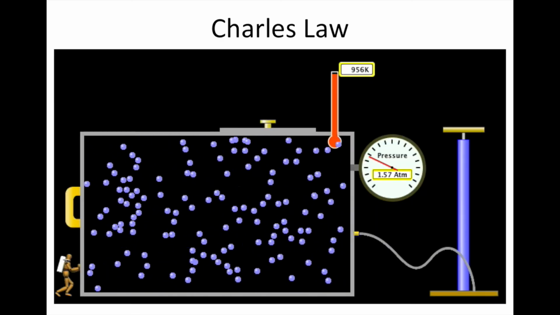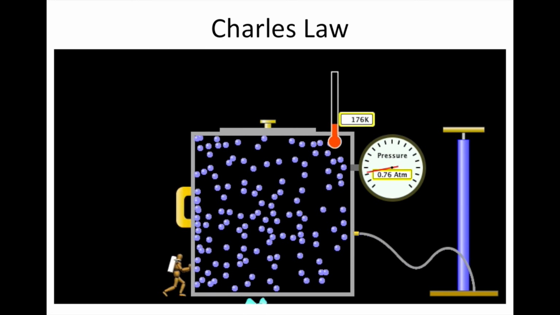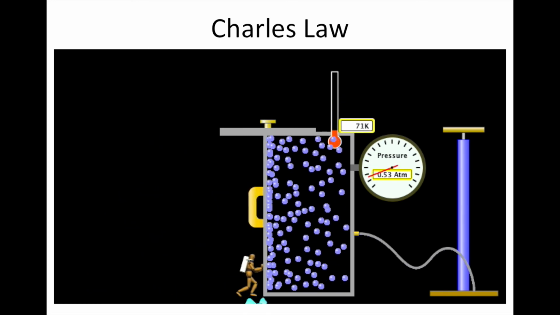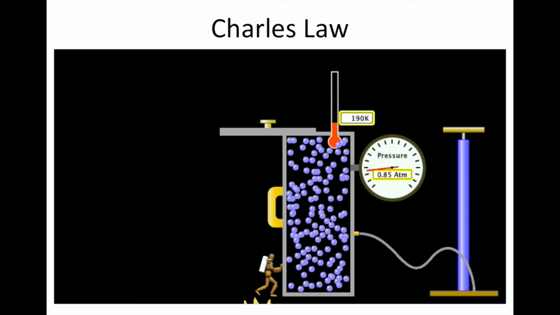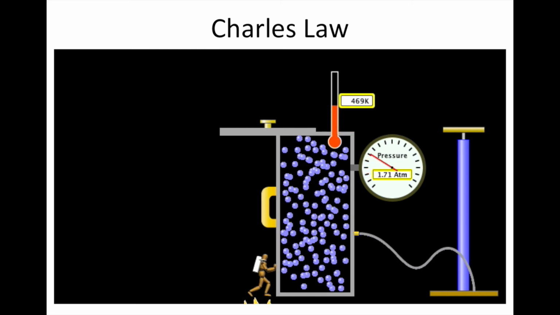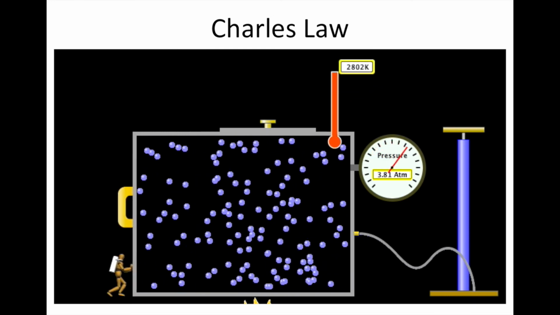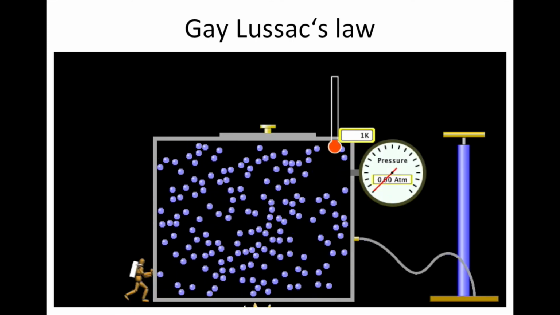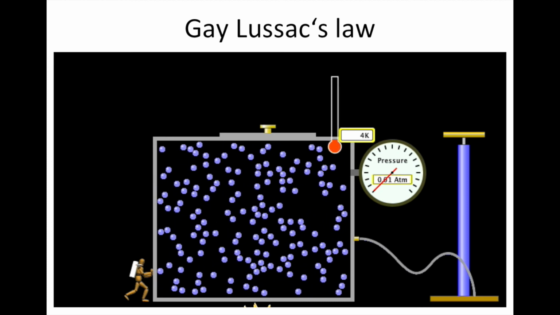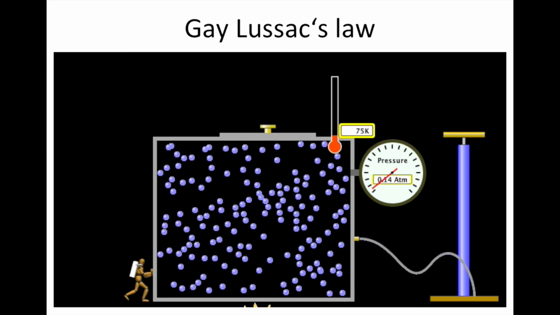Charles' Law. The volume is directly proportional to the absolute temperature at constant pressure. This is called isobaric, and V divided by T equals a constant. Lussac's Law. If a gas inside a container is heated, the pressure increases. P divided by T equals a constant.